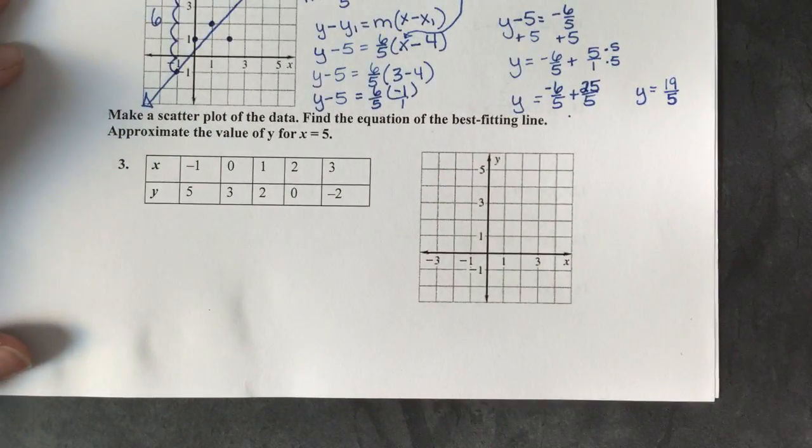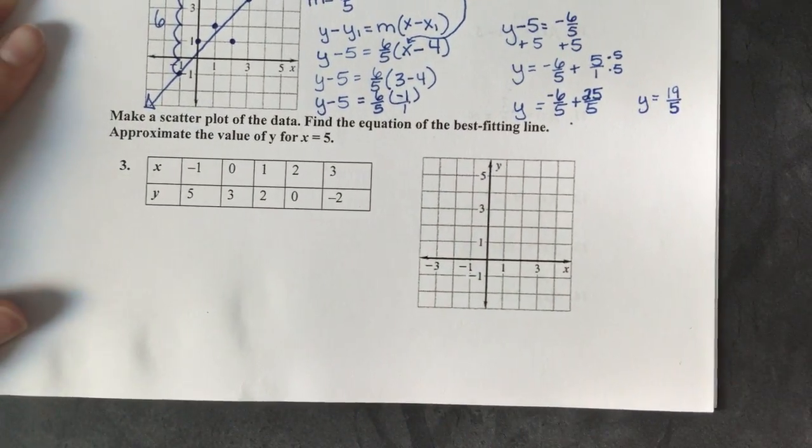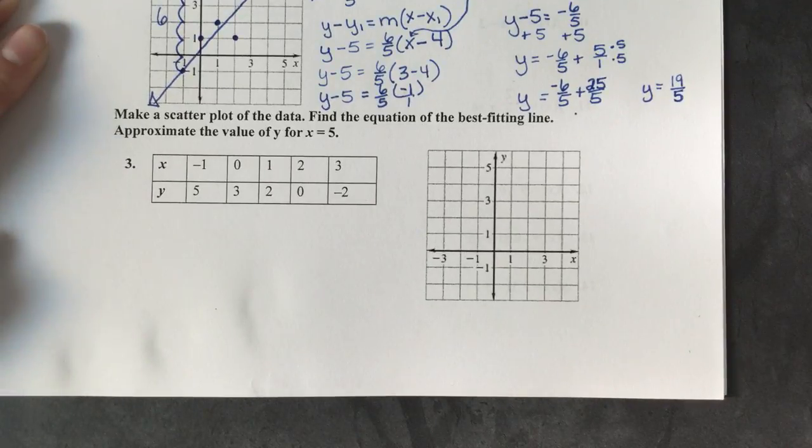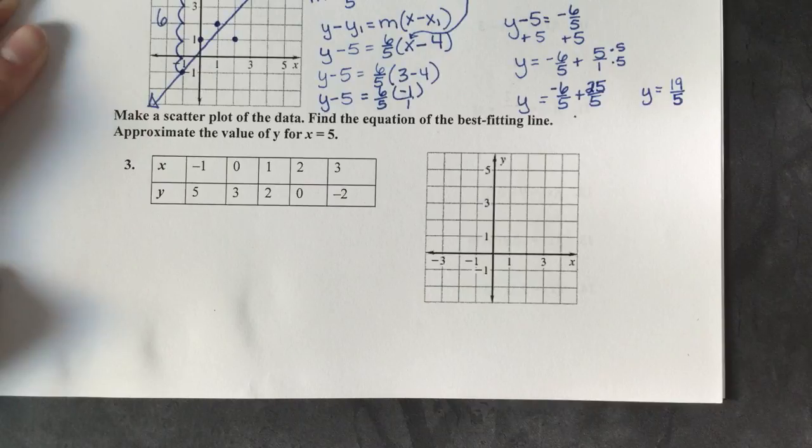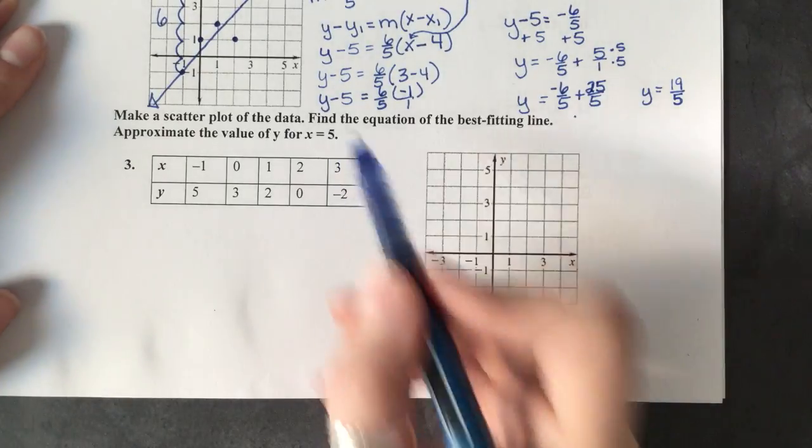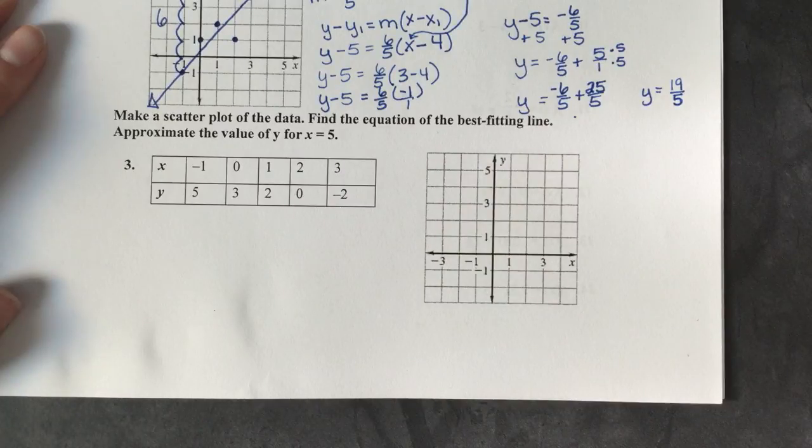Make a scatter plot of the data. Find the equation of the best fitting line. Approximate the value of y for x equals 5. Same thing we were doing before, only this time we're going to put 5 in for x when we have our equation. You do it.